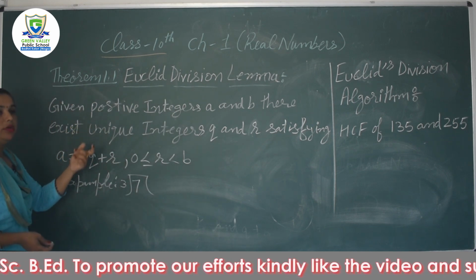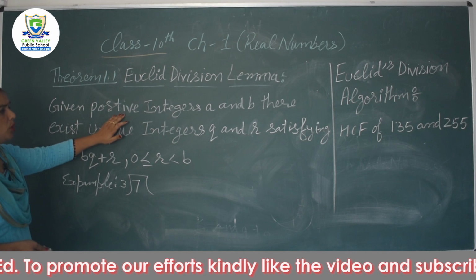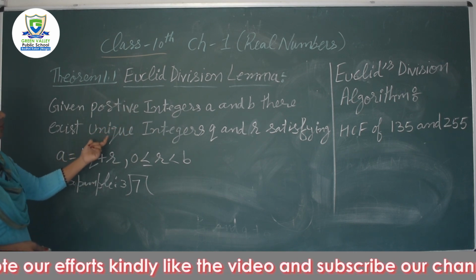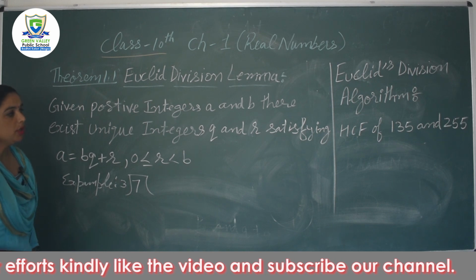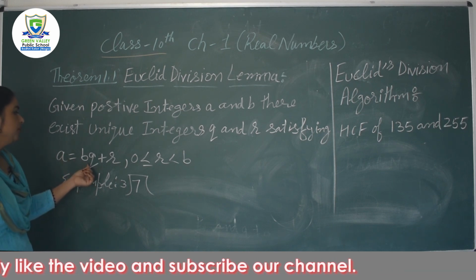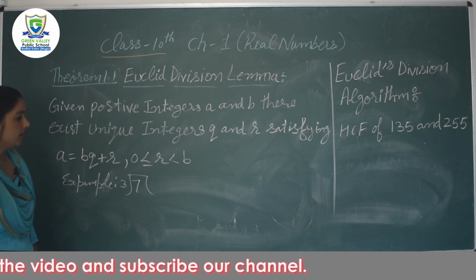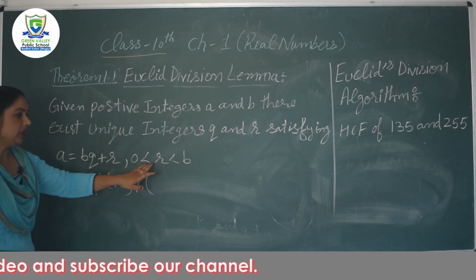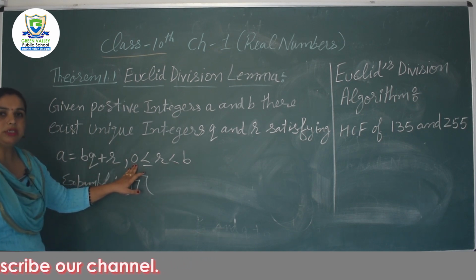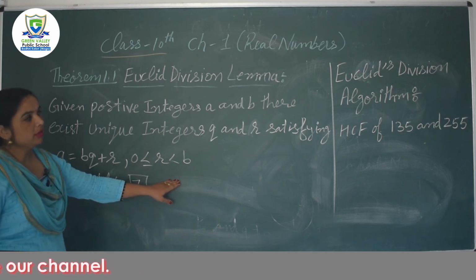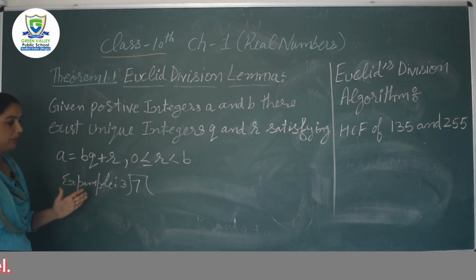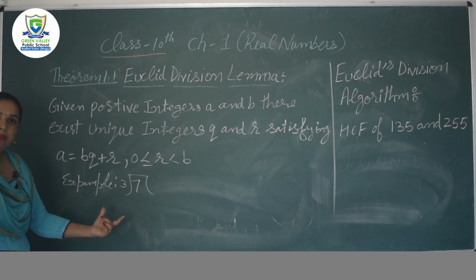In this they told: given positive integers a and b, there exist unique integers q and r satisfying a equals bq plus r, where r varies from 0 to b. It can be equal to 0 but less than b. What they are actually telling in this statement, I will tell you with an example.